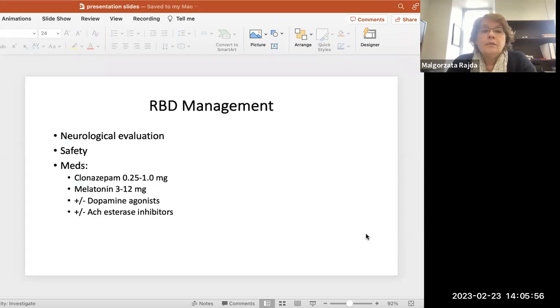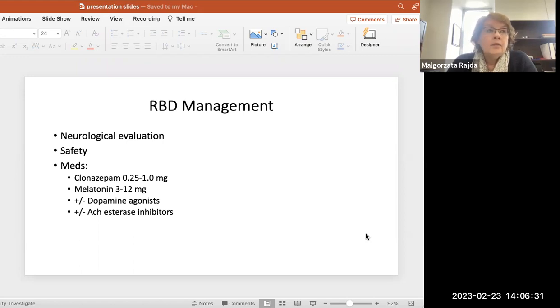In management, we have to think about neurological evaluations, looking for development of Parkinson's, so any movement disorders, and in patients with Lewy body dementia, careful neurocognitive evaluation. It's very important to address safety. I have seen in my practice bed partners with broken noses and other injuries. So safety not only for the patient, but also for whoever happens to sleep in the same bed next to them.